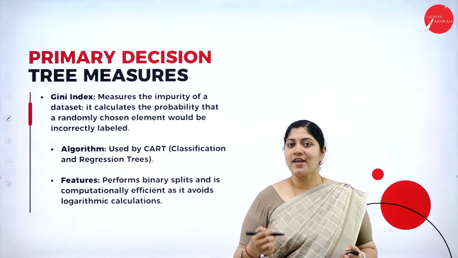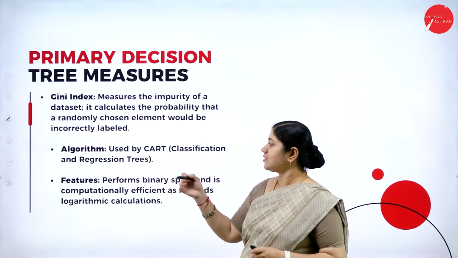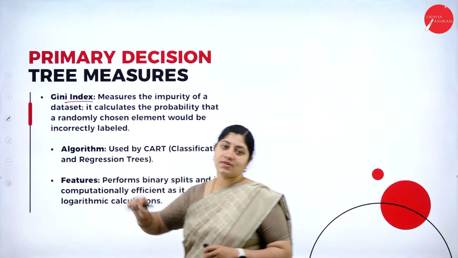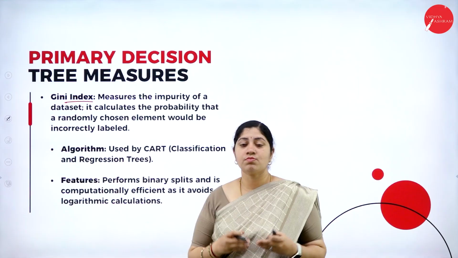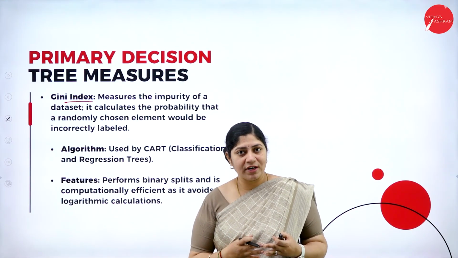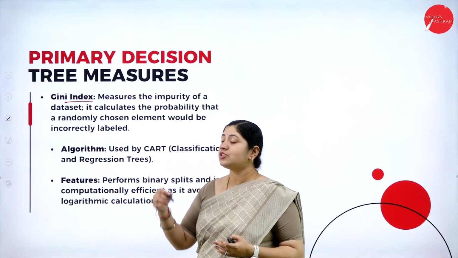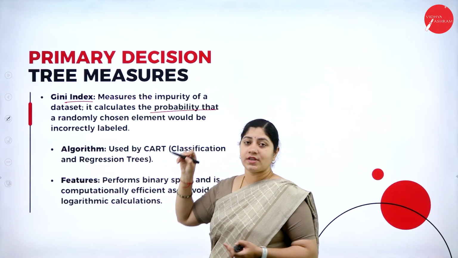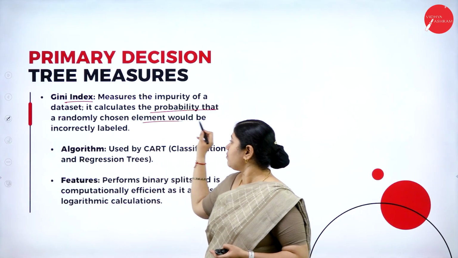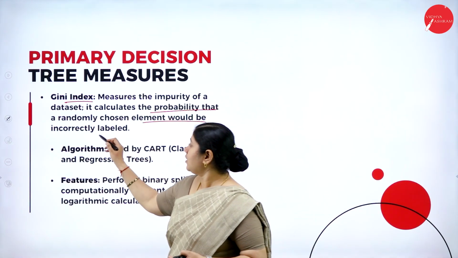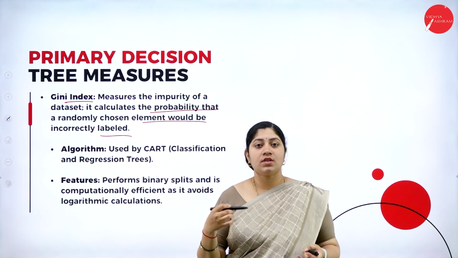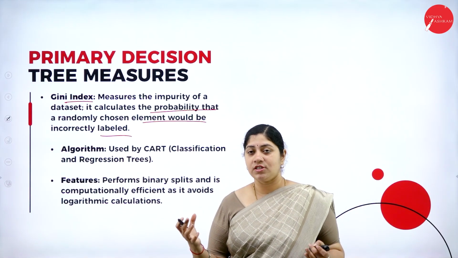So let's move forward and understand the next measure, that is none other than Gini index. This is utilized to measure the impurity of a data set. So how is it done? It mainly calculates the probability that a randomly chosen element would be incorrectly labeled. So this is none other than the Gini index.